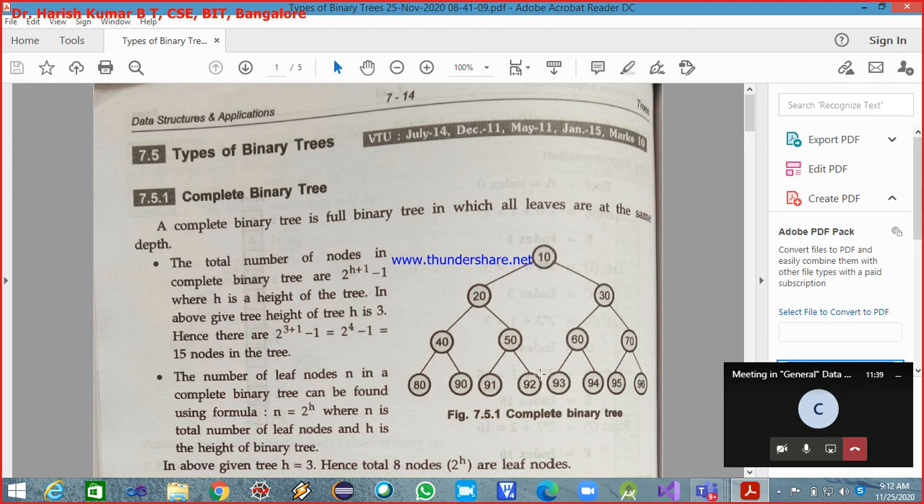Now if you are starting the level of the tree from 0, if I call this level 0, then it is 2 raised to h plus 1, minus 1. In case I don't start numbering this level as 0, I want to start numbering it as, can you see my mouse movement also?